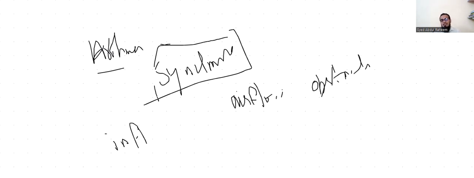And the second thing is that it is not irreversible. It is reversible. You can treat asthma. The patient will become normal after treatment. That's the reason we call it a syndrome.